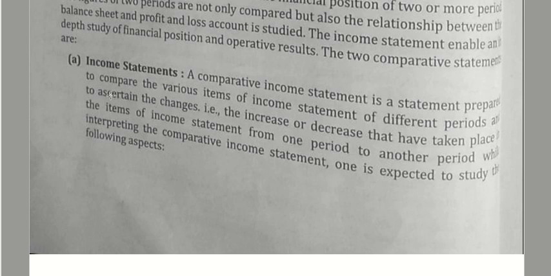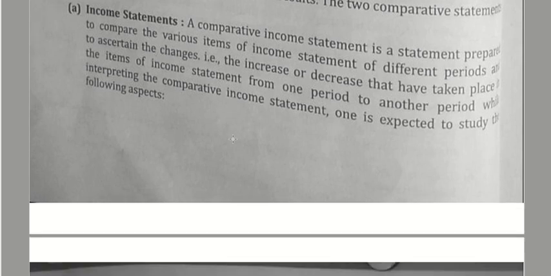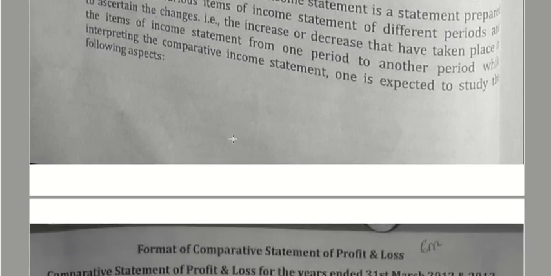So basically we are comparing the various items of an income statement of different periods in order to ascertain the changes. Different periods in the sense there are 2 years. So you will compare what is our current position in comparison to our previous years. Your previous year will be known as the base year, your current year will be your current financial year. So by this we will get to know whether there is an increase or decrease in the items of the income statement from one period to another period, which interprets the comparative income statement.